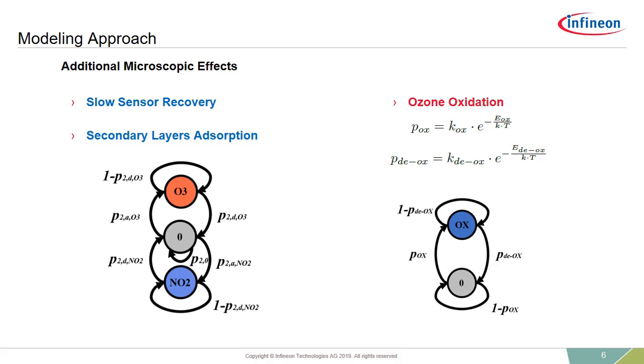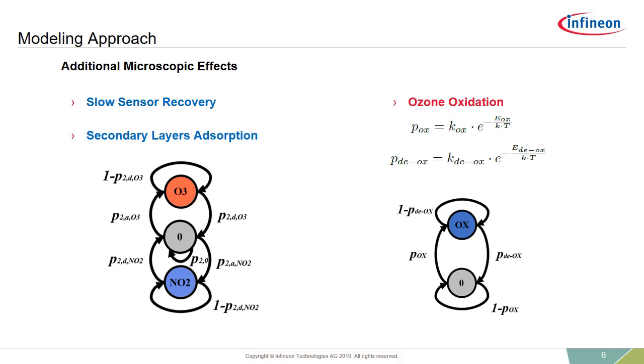A second possible effect for downwards drift is secondary layer adsorption. This models the adsorption in deeper layers under the surface of the graphene layer, for example at overlapping graphene flakes, with a second Markov chain, similar to the surface process.